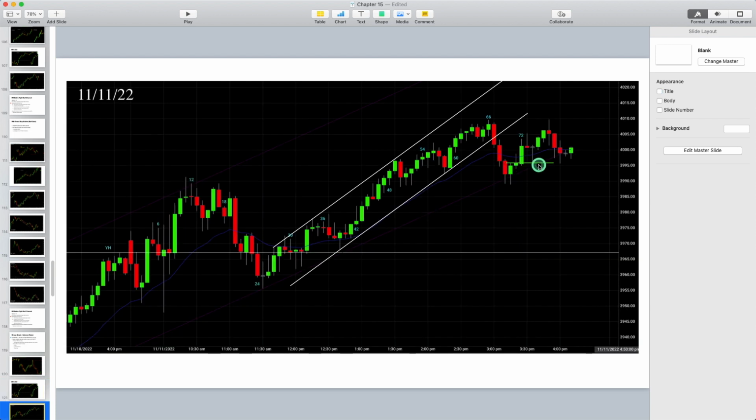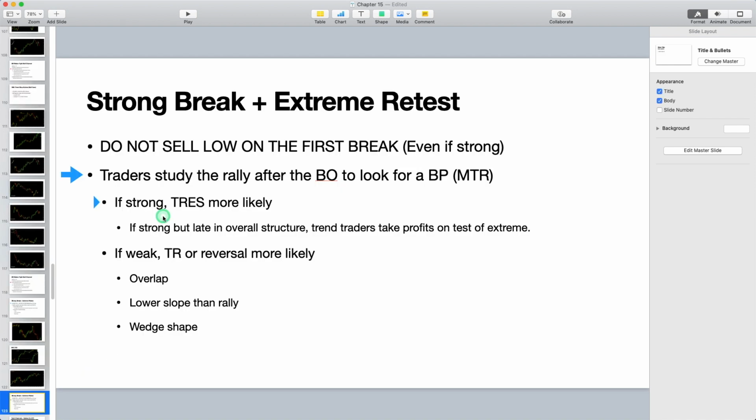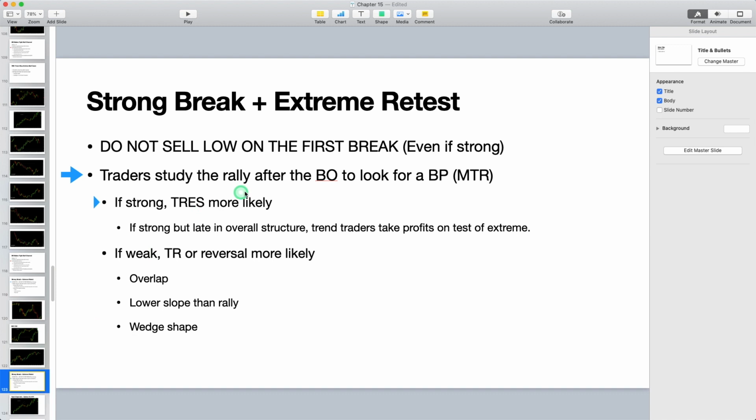And here's another example. So tight channel up, first 3-bar breakout, it's strong, but bears should not be selling that close expecting for a collapse. This is still the first break of a tight channel, and many bulls will wait for that rally up and buy where those microchannel bears are exiting and look for a scalp. So once you get the first break, now traders will study the rally, and if the rally is very strong, then trend resumption is more likely.